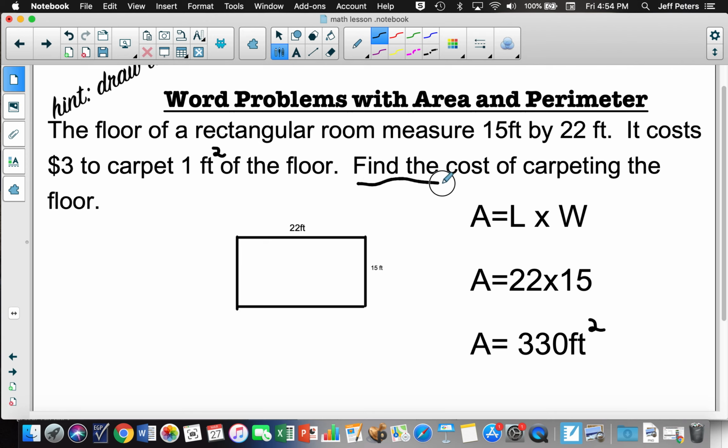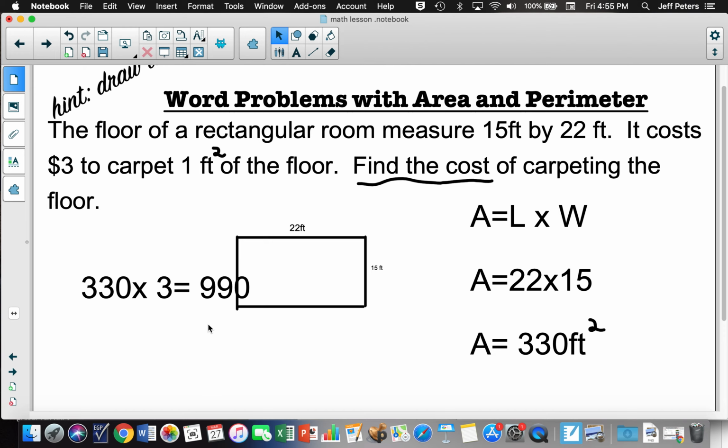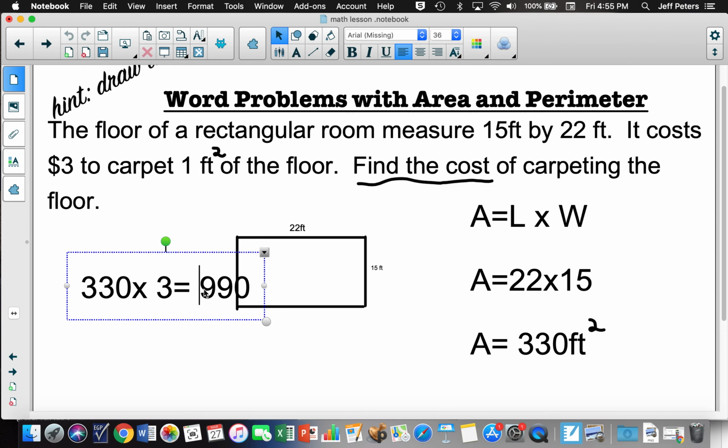Let's go back up to the question. The question is asking for the final cost of the carpeting. So let's go back through. The floor of a rectangular room measures 15 feet by 22 feet. It costs $3 to carpet 1 square foot of the floor. Okay, so if I have 330 square feet and it's going to cost $3 for each square foot, I'm going to have to go ahead and multiply. And when I multiply, I am going to get 990. Boys and girls, remember, this is $990 because we're looking for the cost.